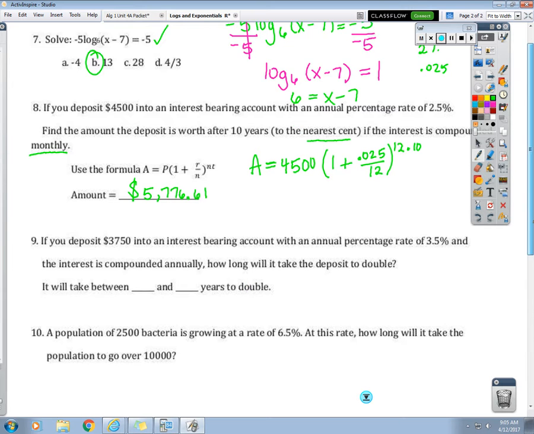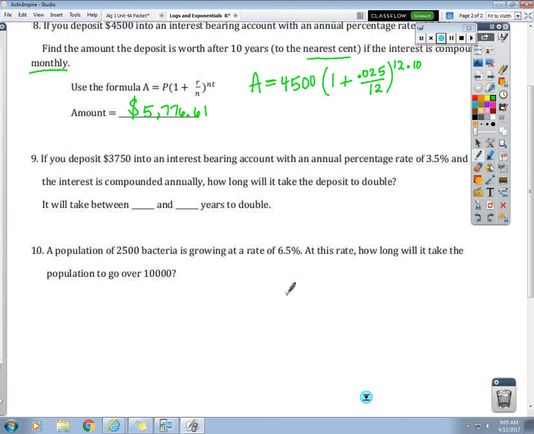Number 9, if you deposit $3,750 into an interest-bearing account with an annual percentage rate of 3.5% and the interest is compounded annually, how long will it take the deposit to double? And then it'll say like it will take between blank and blank years to double, so you'll have to type in 2 different answers. This will be free response.